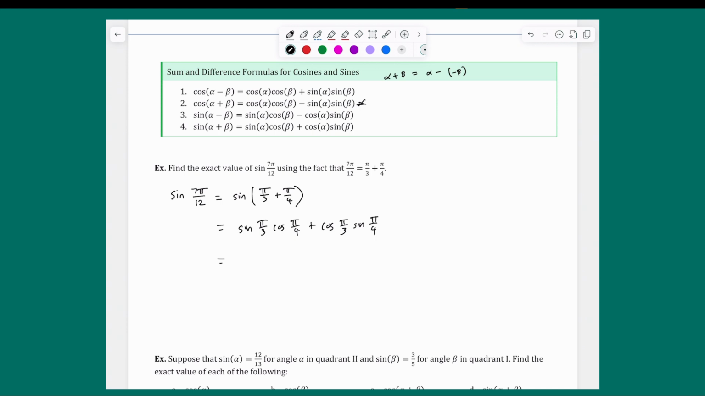And those are nice angles there, right? Pi over 3 and pi over 4 are our common or special angles, which if you're thinking in terms of degrees correspond to 60 and 45. So sine of pi over 3 would be radical 3 over 2, and cosine of pi over 4 would be radical 2 over 2. Then cosine of pi over 3 would be 1/2, and sine of pi over 4 would be radical 2 over 2. So we have radical 6 over 4 plus radical 2 over 4, and we can combine that as the expression root 6 plus root 2 all over 4.